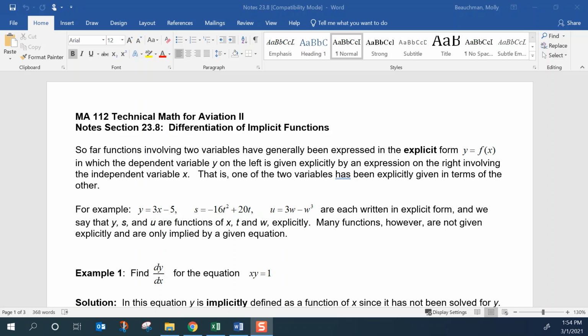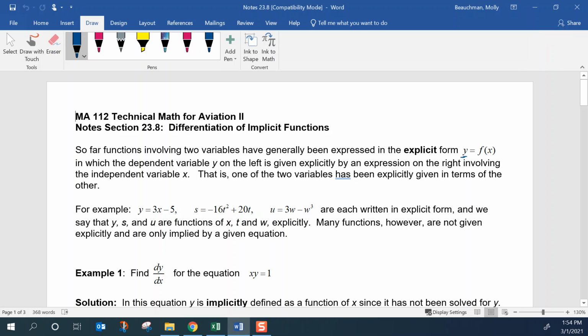In this video, we'll take a look at implicit differentiation. So it's differentiation of a function given implicitly instead of explicitly. So far, functions involving two variables have generally been expressed in explicit form. That means they've been solved for y.